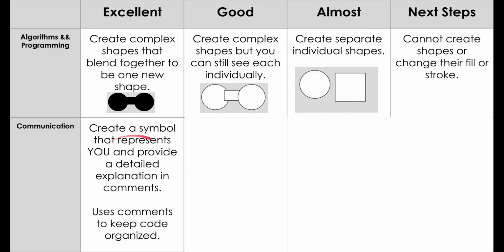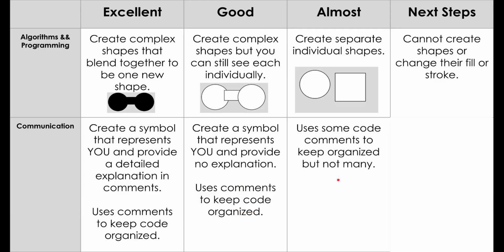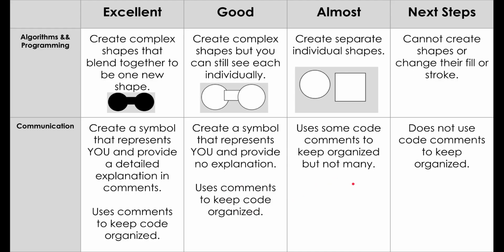For communication, you create a symbol that represents you and provide a detailed explanation in the comments, and you use comments to keep organized. For good, you create a symbol that represents you but you don't provide an explanation about it, but you still use comments to keep organized. You use some comments to keep organized, but not many for almost, and you don't use comments.